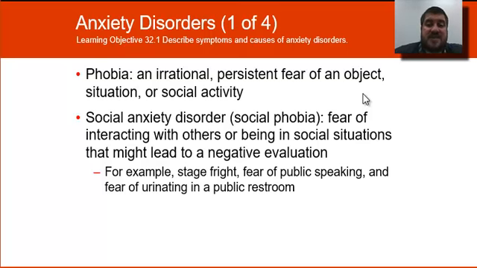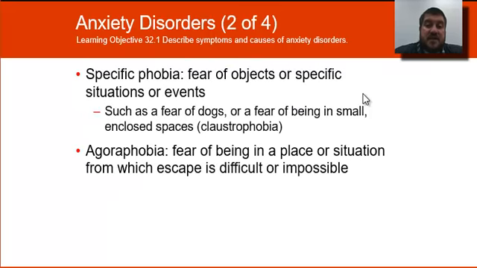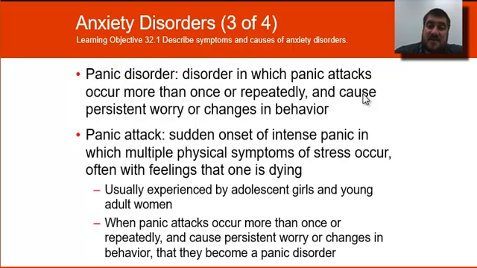of social anxiety disorder. Specific phobias are specific items or objects that are being feared, like spiders, snakes, heights. Fear of dogs, fear of being in a small enclosed space is called claustrophobia. And then there's a more common one of these called agoraphobia. And agoraphobia is the fear of being in a place or situation where escape is difficult or impossible. So crowds, people who are agoraphobic do not go into crowds because escaping that crowd might be difficult.